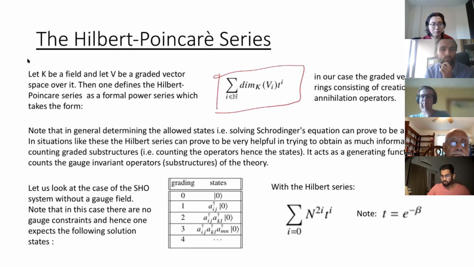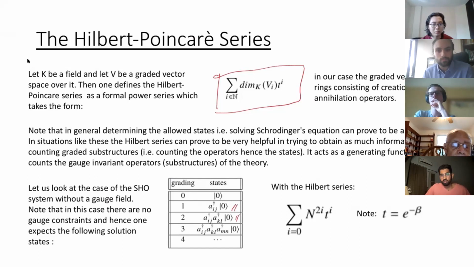Let us just, as an example, look at the simple harmonic oscillator system and the possible allowed solution states for different gradings. It's clear that for grading 0, you just have the ground state. For grading 1, you can act upon the ground state with the creation operator A_ij on |0>. And for grading 2, similarly, and so on.